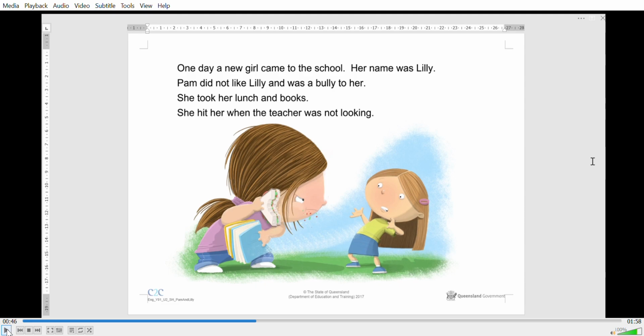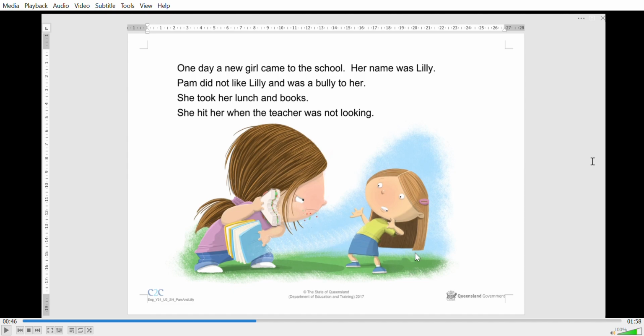All right, the words on this page tell us when and where as well. Can you find them? That's right. One day tells us when, and the school tells us where. The picture can also give us more information about when and where. Do you think it looks like day or night? That's right, I think it looks like day as well.